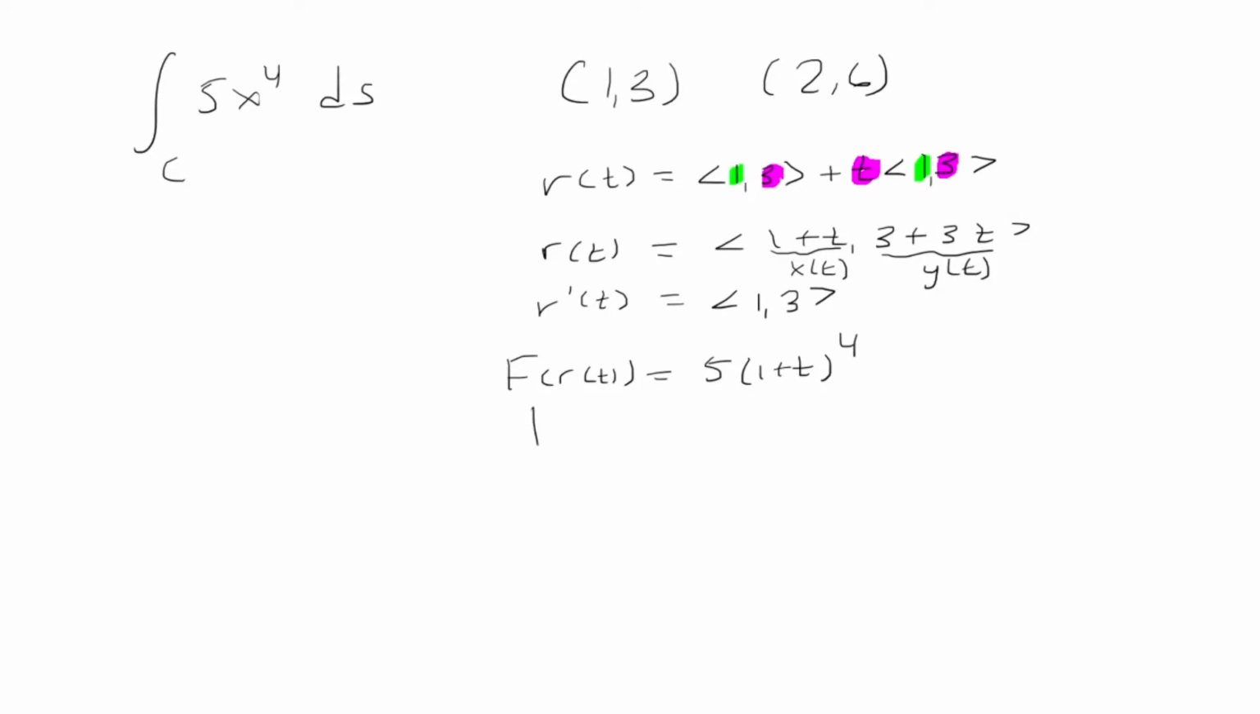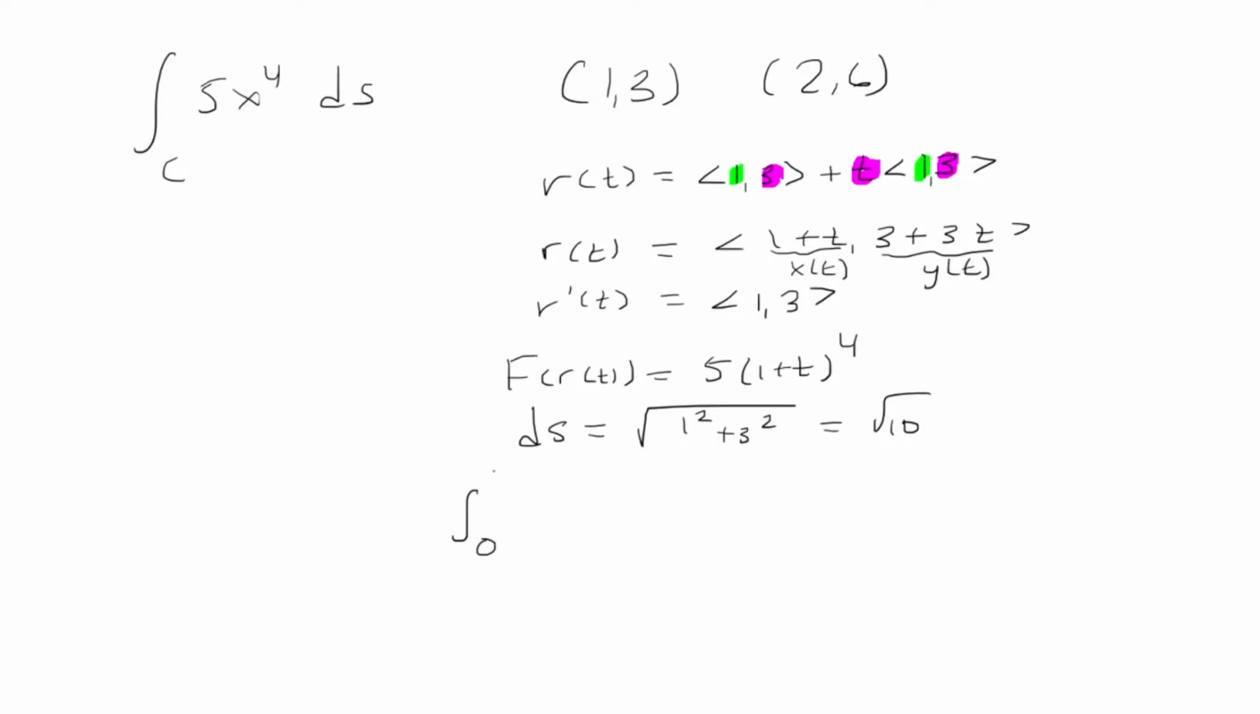And finally, we need ds. ds will be the length of the derivative vector, which will be the square root of 1 squared plus 3 squared, and that's the square root of 10. Finally, we could just multiply these and then take the integral. Well, notice if t is 0, we get (1, 3). If t is 1, we get (2, 6), based off this r of t parameterization.